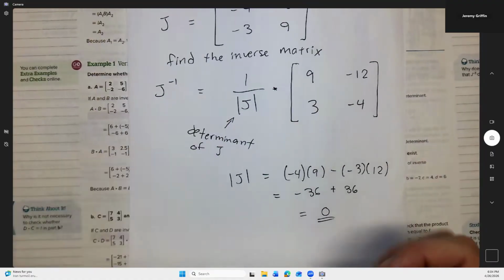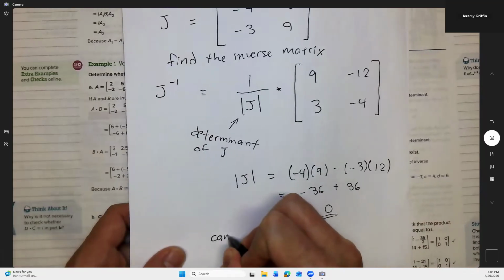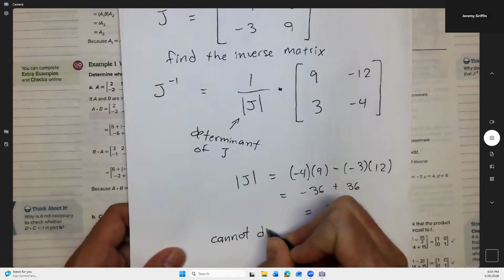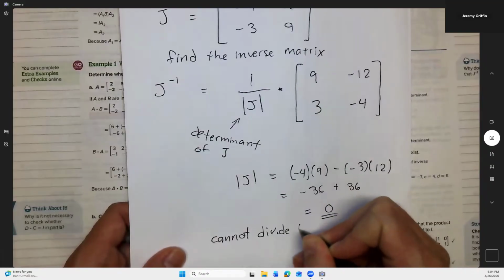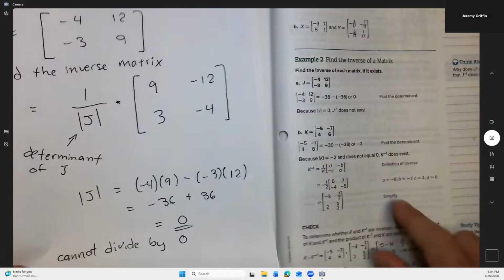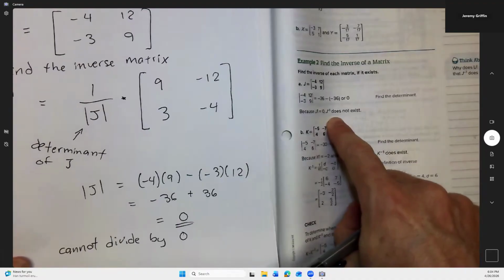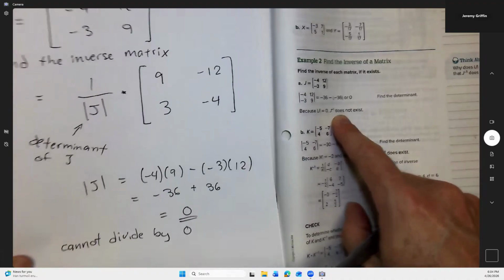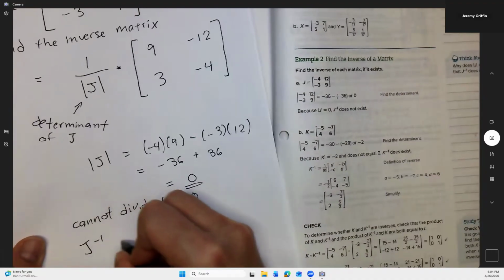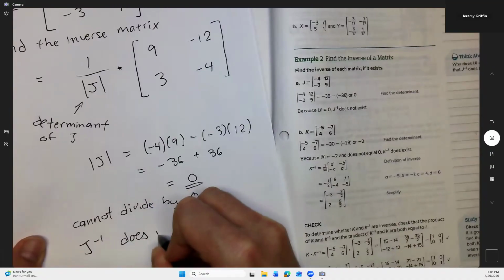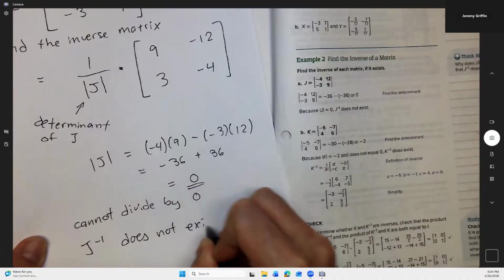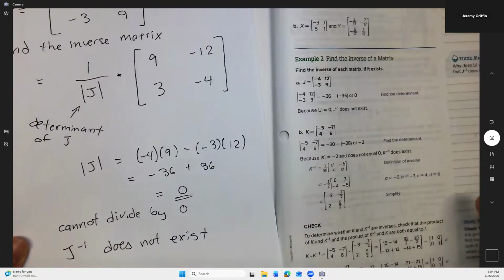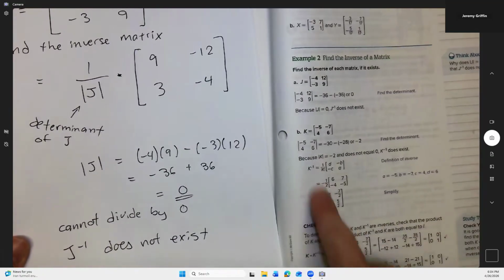Guys, are you allowed to divide by 0? So we cannot divide by 0. So you're both making the claim here that the inverse does not even exist. So J inverse does not exist. Well, I guess that can happen sometimes. Hopefully the next one does work out. It looks like the next one they do have working out.